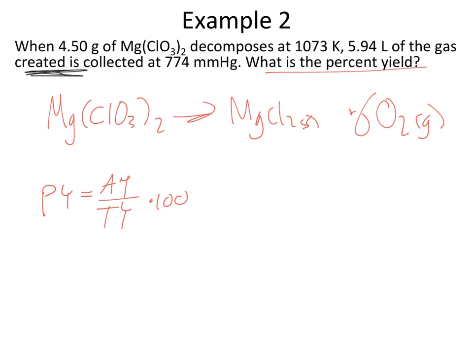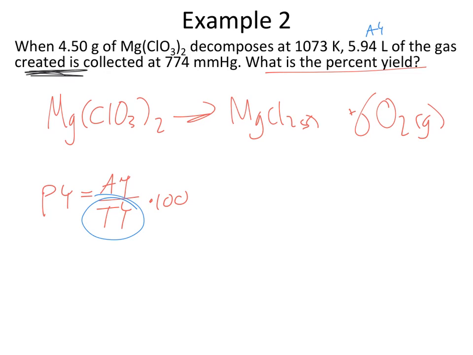If you remember those key words back when we were doing limiting reagents and percent yield, something that is created in the lab or in an experiment is our actual yield. So this 5.94 is our actual yield. The only thing that we need to do is figure out what our theoretical yield is.